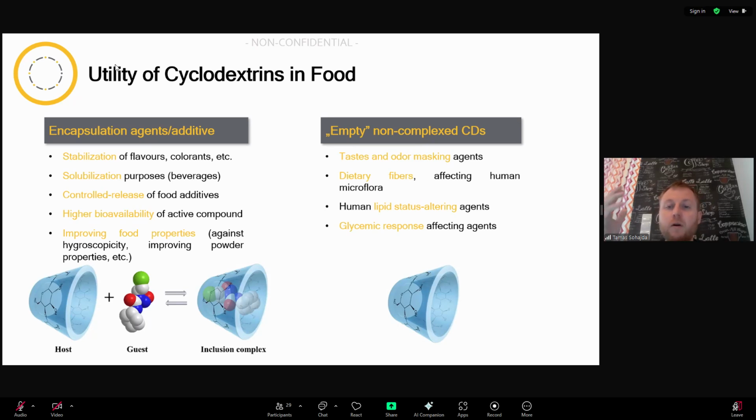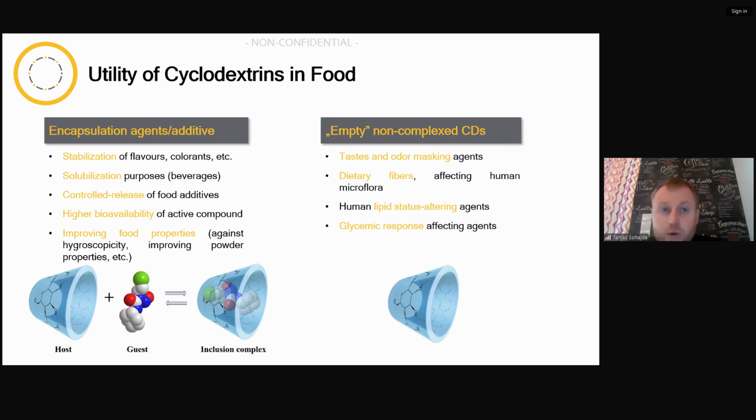Bad breath. Cyclodextrins are very well known to be used as dietary fibers, so they have a very positive effect on the microflora of humans and the digestion. They can also affect the absorption of certain food components, especially, of course, as you can imagine, the ones that can form inclusion complexes with cyclodextrins.